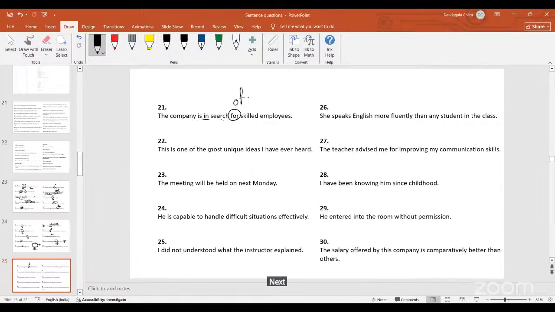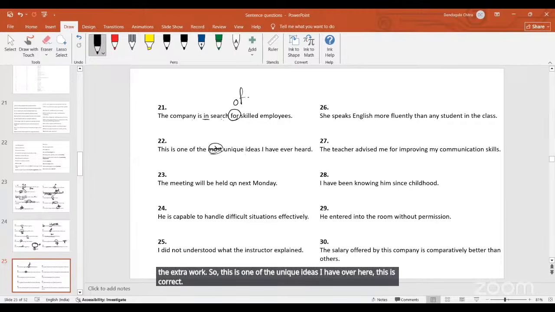Next, this is one of the most unique ideas I have ever heard. This is one of the unique ideas I have ever heard. Yes, most is the extra word. So this is one of the unique ideas I have ever heard is correct.